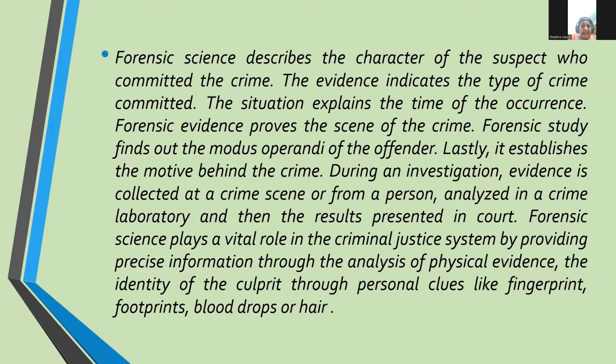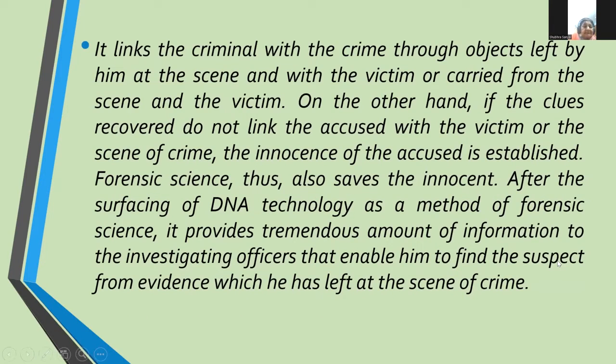During an investigation, evidence is collected at a crime scene or from a person, analyzed in a crime laboratory, and the results presented in court. Forensic science plays a vital role in the criminal justice system by providing precise information through the analysis of physical evidence, the identity of the culprit through clues like fingerprints, footprints, blood drops, or hair. It links the criminal with the crime through objects left by him at the scene and with the victim or carried from the scene and the victim.